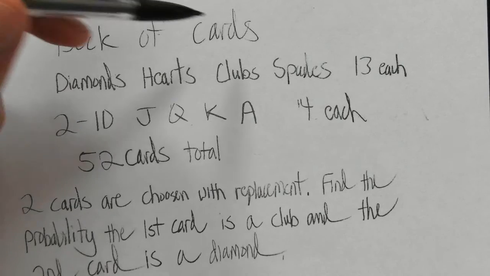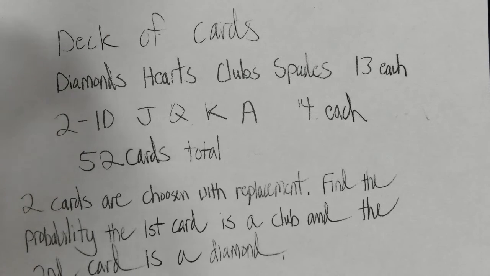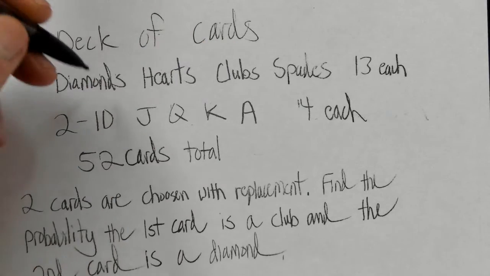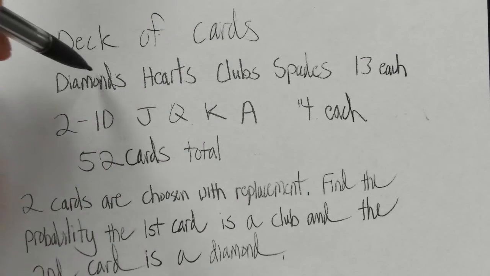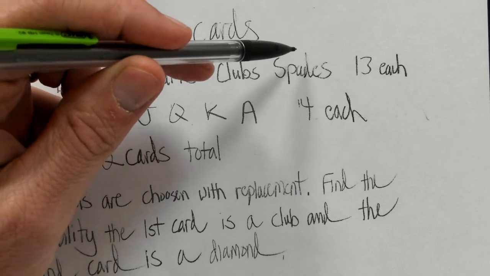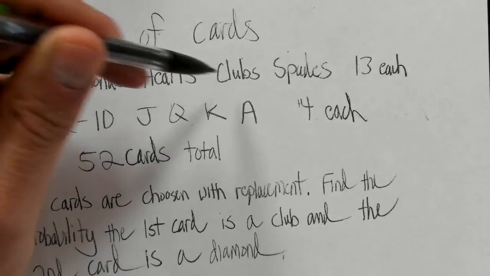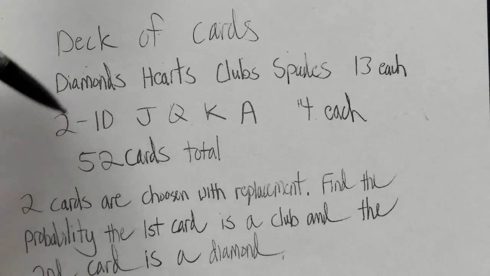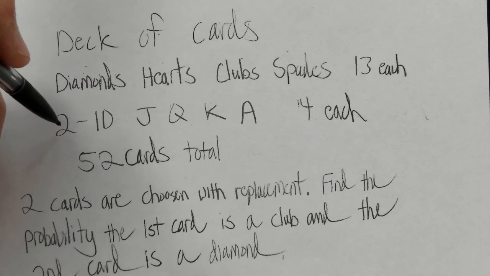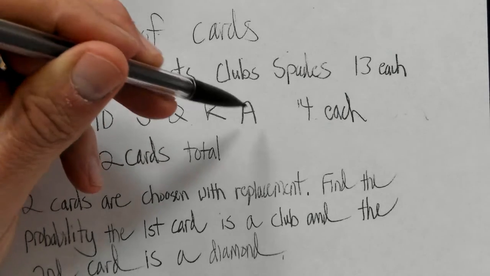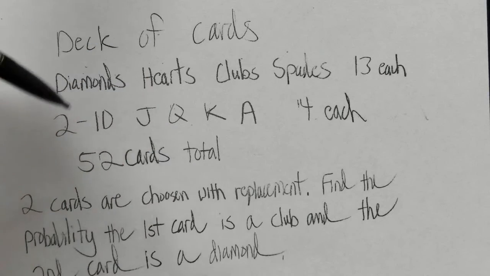Well, first of all, in a deck of cards, you've got 4 different types or 4 different suits of cards. Okay, you've got diamonds, you've got hearts, you've got clubs, and you've got spades. Those are 4 different suits, 4 different types of cards. Now, for each one of those types, you've got cards that are 2 through 10. Then you've got Jack, Queen, King, and Ace. And so I've got that all written out for you here.